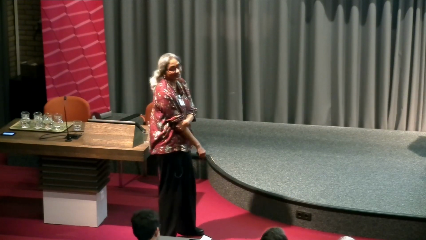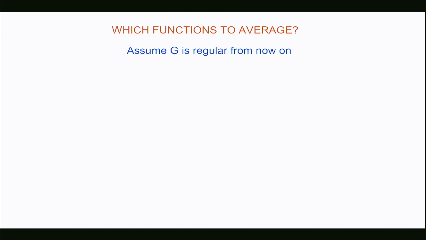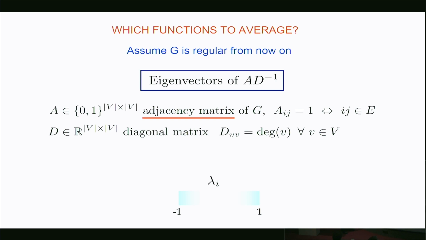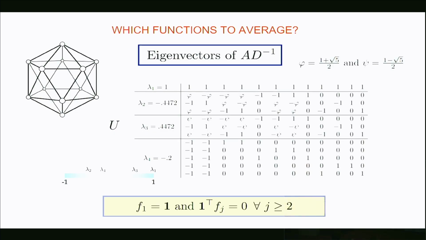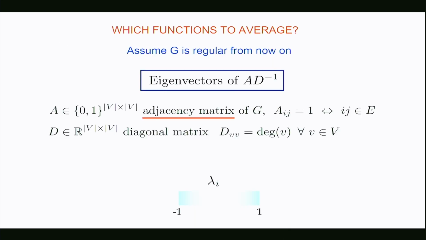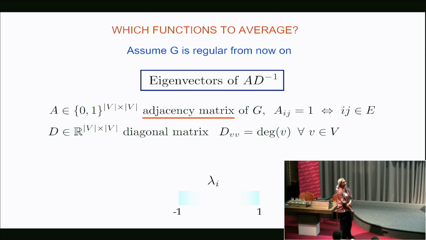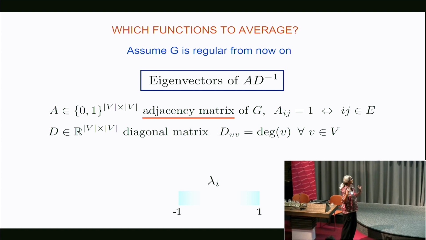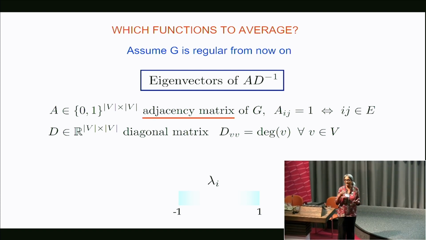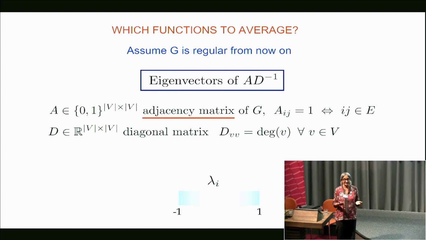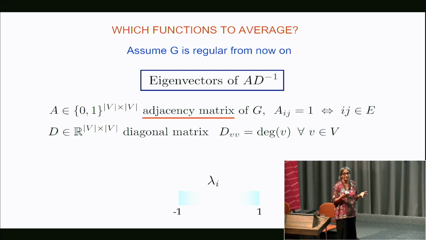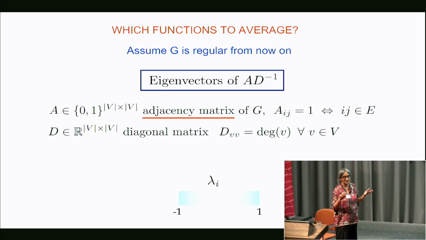So the next question we can ask is, which functions do we want to average? So in the case of spherical designs, it was the spherical harmonics. And so the natural guess here is, let's work with the eigenvectors of the graph Laplacian. Because in the spherical case, we were taking eigenfunctions of the Laplace operator.